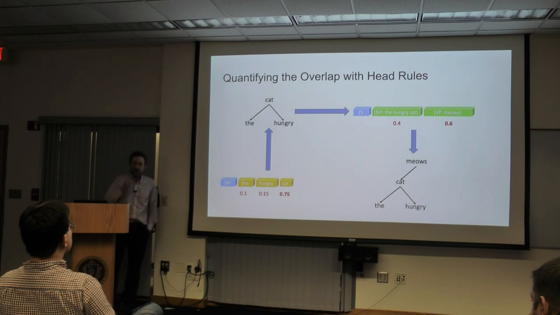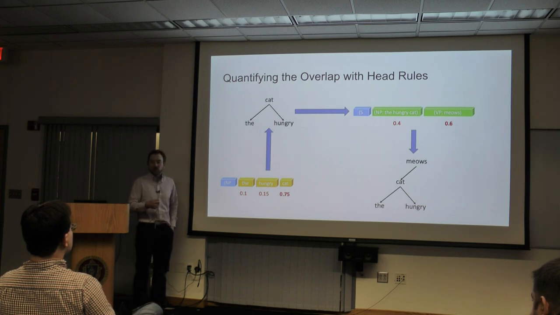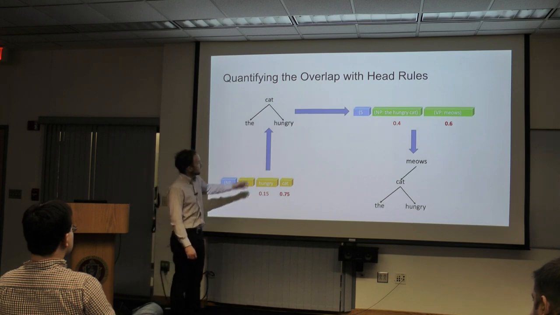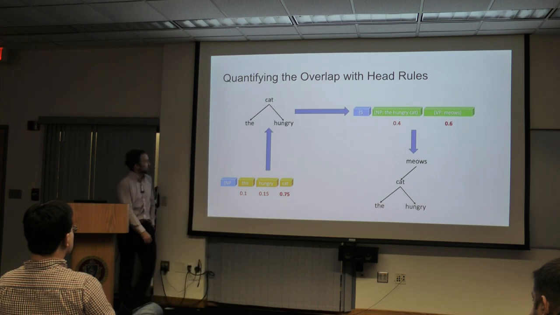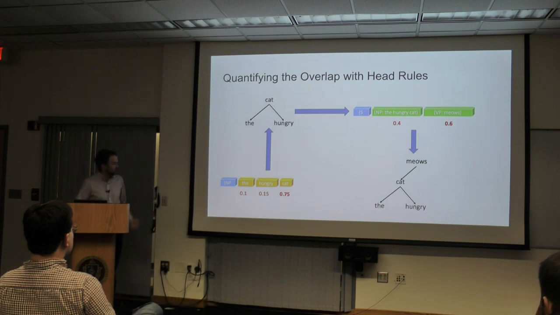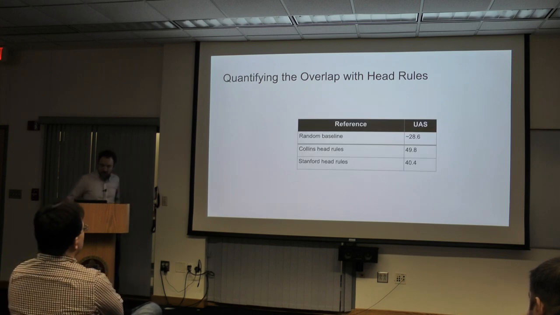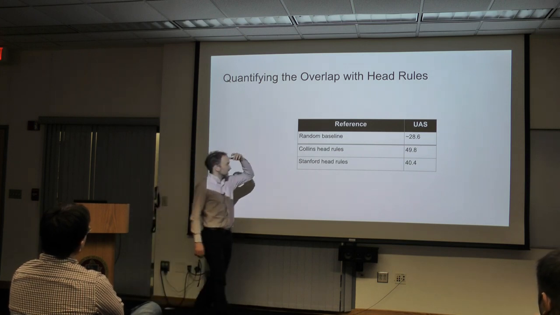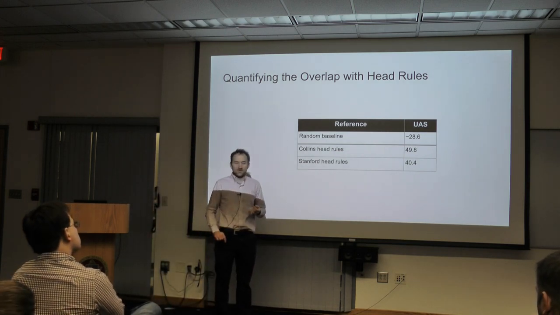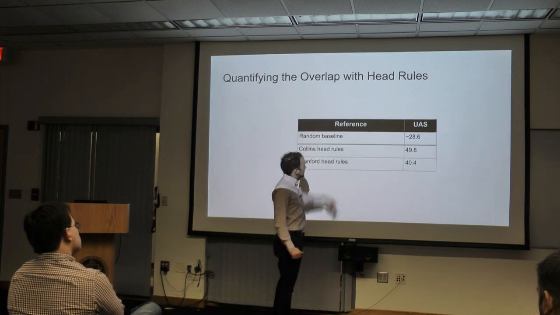So another thing that we wanted to do is use this to quantify our existing linguistic hypotheses. In this case, we can actually do this because we already know what linguists say are the heads of phrases. So we take the linguistic hypothesis that we already have, and we compare how this overlaps with what the model decided. And the answer here, this UAS is unlabeled attachment score, which is basically how much do things overlap. And the answer is random is 28.6%.